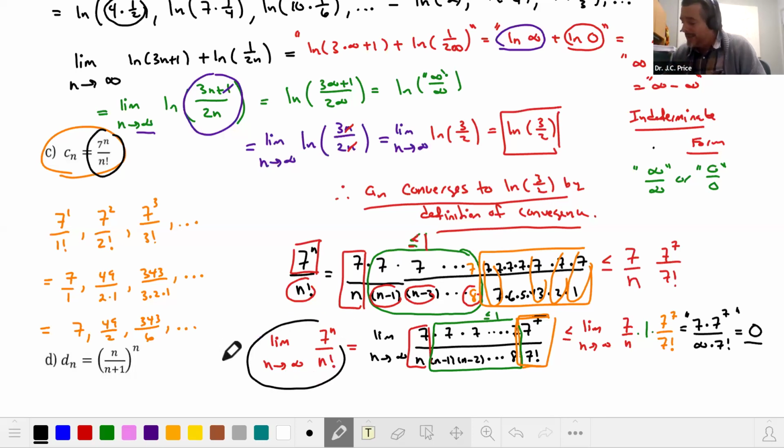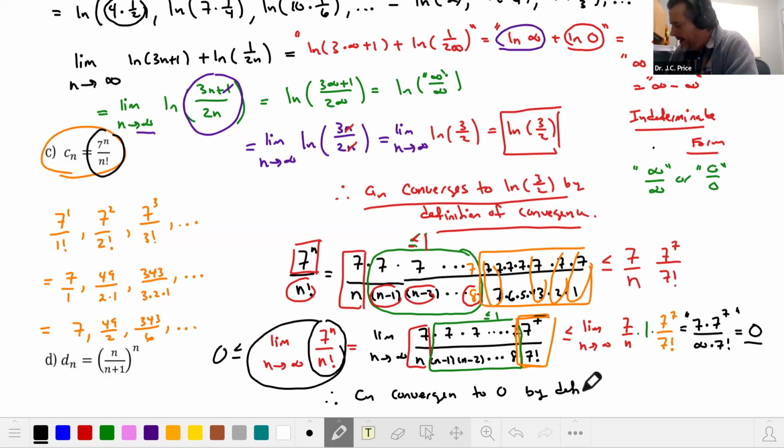And of course, it's always positive, right? So 0 is bigger than or equal to that limit because if you want to call this a function, we can call it a function. So that function itself is always positive. So what we basically did is we squeezed it, and we squeezed it and took the limit, and both limits on both sides were 0. So it forces that thing to be 0 when you take the limit. So therefore, the sequence C sub n converges, and it converges to 0, by the definition of convergence.